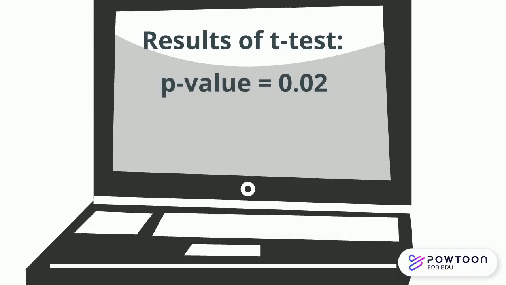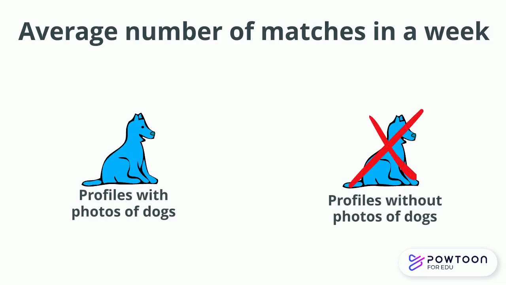When looking at the results from our T-test, we want to look for the p-value, which is sometimes also labelled significance. If this value is below 0.05, which ours is here, then that means there's a significant difference between the means of the two groups. Even though we've already rejected the null hypothesis, we still want to look at the means to give our results more context. We see that profiles with photos of dogs have a higher average number of matches than those without, and we now know that this is a significant difference.